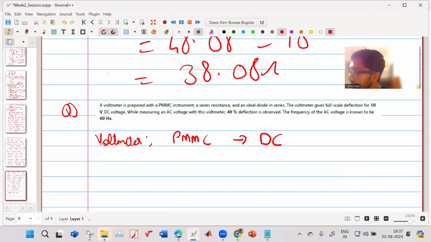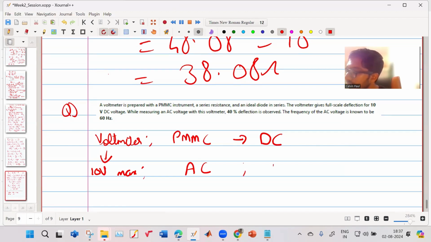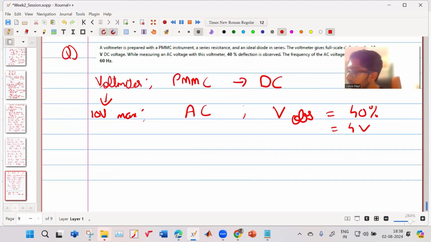So because it can only measure DC, okay, and the voltmeter has a full scale deflection for 10 volt. It can measure 10 volt maximum. Now I want to measure AC voltage with this voltmeter. So what I do is, they use some series resistance and diode, and I'm getting the observed voltage equal to 40% of maximum, means 40% of 10, that is 4 volt. Okay, so this is the logic.